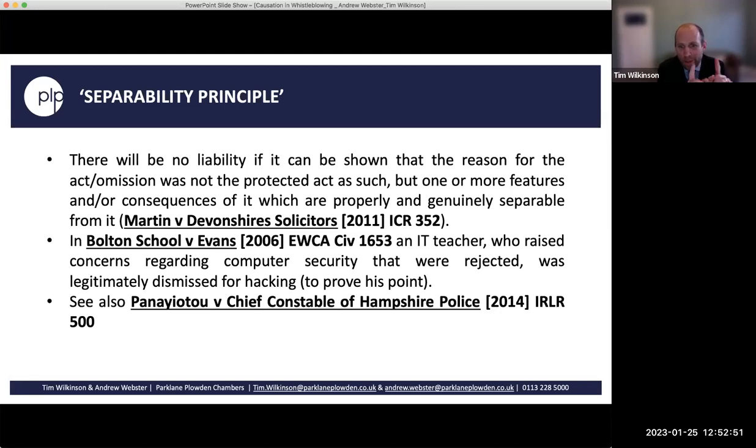Now, I'm going to come back to the phrase "properly and genuinely separable" when I move on to Kong. But we can see there, I've listed the case of Martin and Devonshire solicitors. Many of you will be familiar with it. You'll recognise the name, if not having read the judgment yourselves. But just by way of brief background, it was a victimisation claim, actually, but it is relevant to whistleblowing cases.